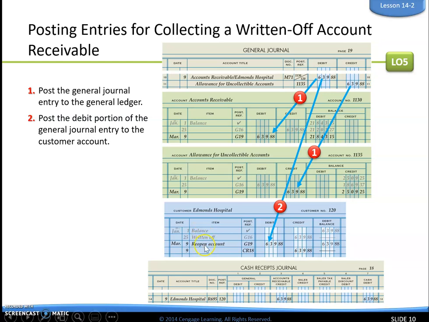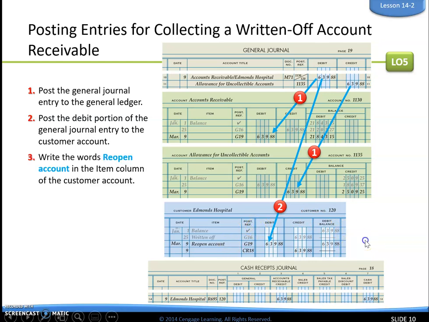Now, when we reopen that account, we do have to make note of that in the item column. Again, the same reason that we did it for written off. If we would not write reopen account here, it would look like they are charging $639.88 on their account again. They aren't charging a new balance. This was the original balance that we closed before, and so now we're reopening their account. So it's really important that you put those descriptions in that item column.